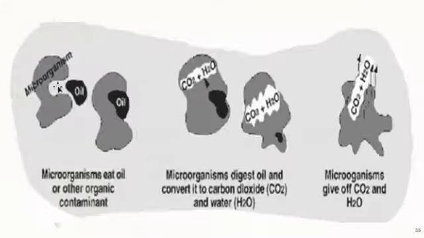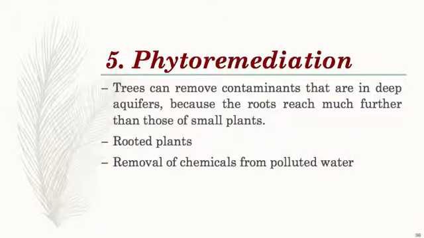As you can see in the picture, these are all different kinds of microorganisms. These microorganisms digest all the chemicals and convert them to water and harmless gases like carbon dioxide. These microbes give off carbon dioxide and water after their reduction processes. In this way they perform the process of treating the water body.